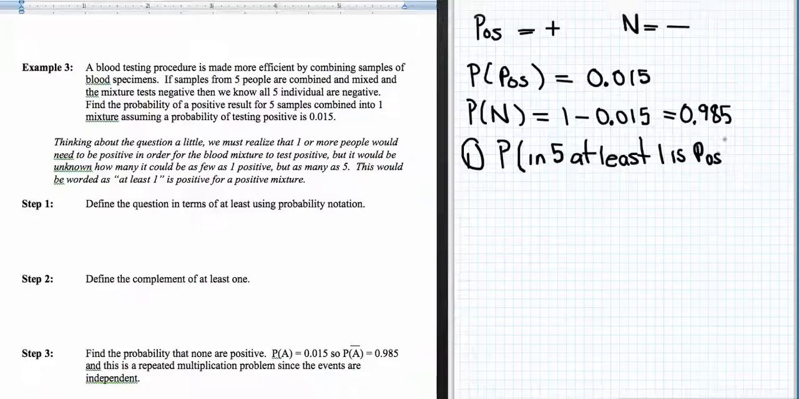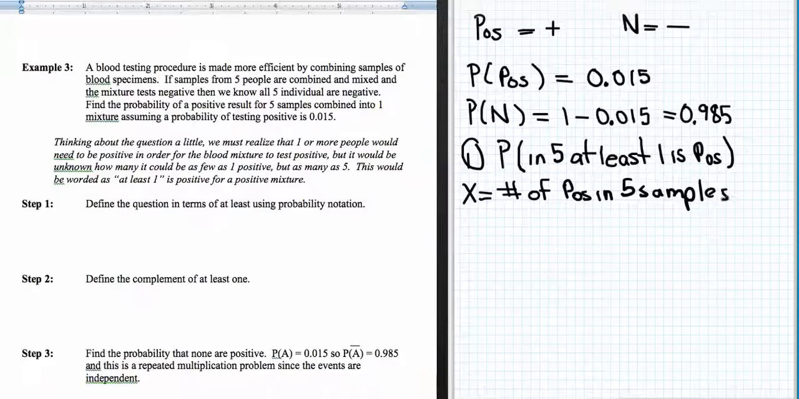right? So if I consider x to be a random variable, meaning the number of positive results in 5 samples, then I can rewrite this in terms of something that looks a little nicer. So the probability that my random variable x is at least 1, right? So the number of positive in 5 samples is greater than or equal to 1. So this one is the probability that I want to find.